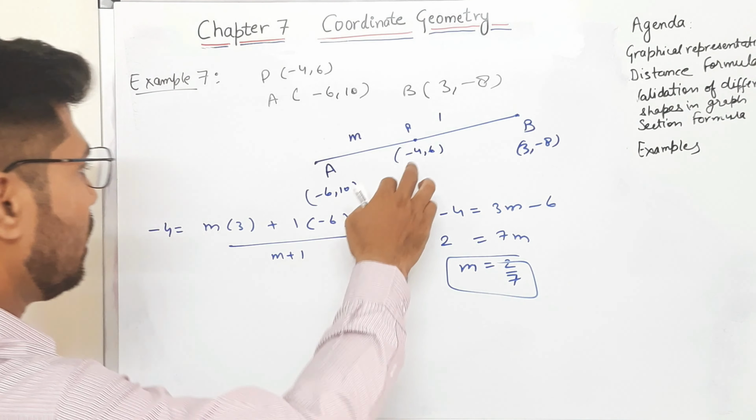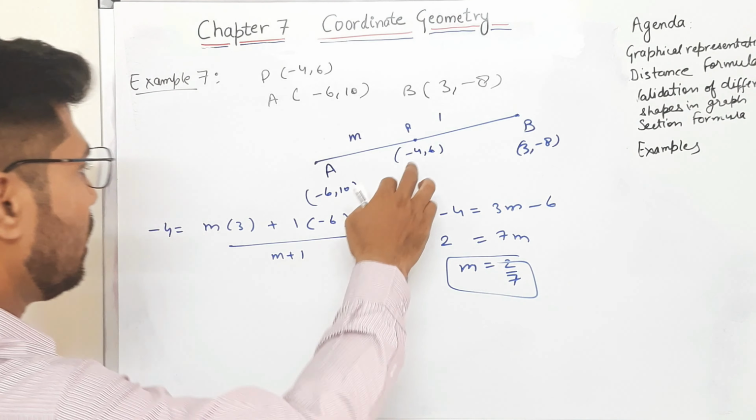Now what will be the y coordinate? y will be (m1 times -4 plus 1 times -6) upon (m1 plus 1). So m1 we know is 5. So it will be (-20 minus 6) upon (5 plus 1), which is 6. So it will be -26 upon 6, which will be -13 upon 3. So y will be this one. So P is (0, -13/3). So this is the answer. At (0, -13/3) this line AB intersects the y-axis.